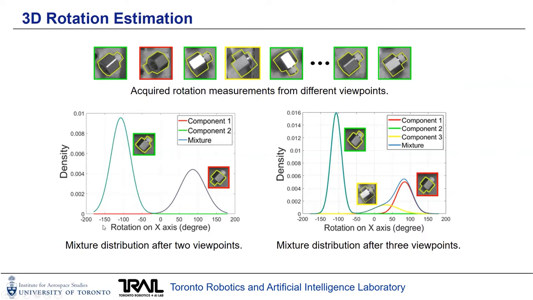And here's just a visualization of this distribution of the object rotation. For visualization purposes, we only visualize it on the x-axis, y-axis. We can see that for this object, multiple modes exist because of this perspective ambiguity, which is similar to this object. But we can see that when we receive more and more rotational measurements, the mode of the correct rotation becomes more and more clear compared to the wrong modes.